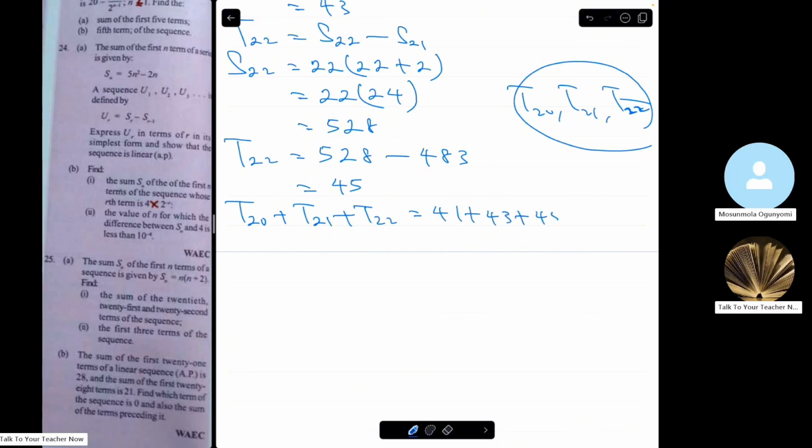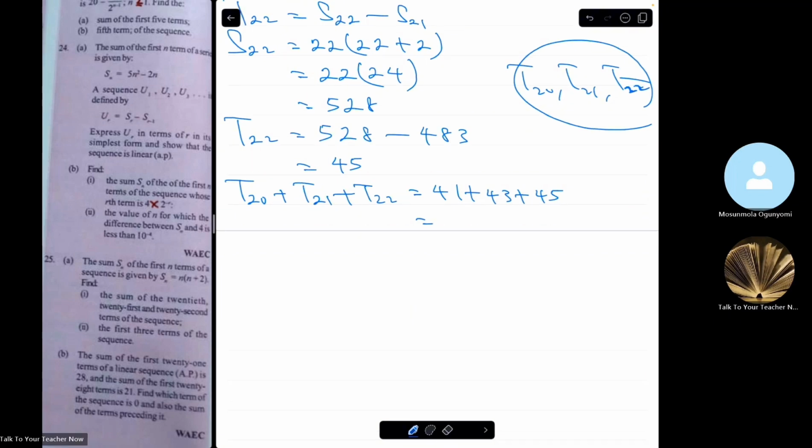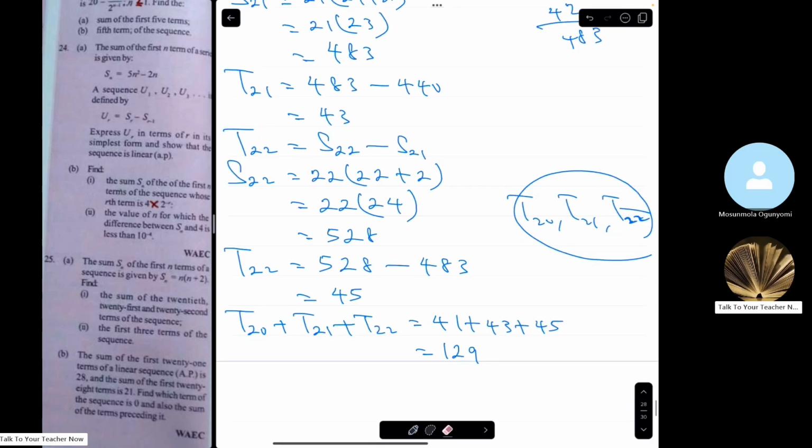You see that it's a linear sequence because the common difference is 2. What's the final answer? 40 plus 40 plus 40 is 120, 121, 124, 129. 129. That's it. And that's question A, Roman figure 1.